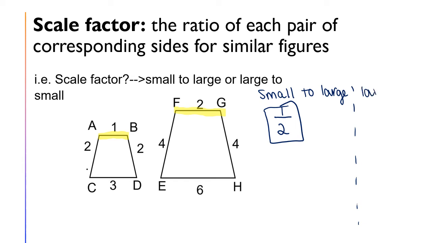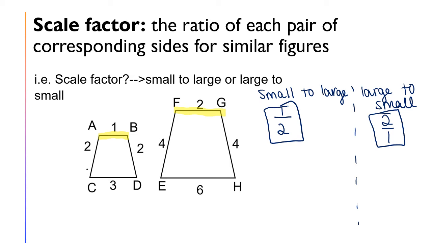You could also go the other direction. You could be asked to go from the large shape to the small shape. That would be 2 to 1. We take a side from the bigger shape, FG, divided by the corresponding side in the smaller shape. Usually you will be asked a certain direction, but if you're not, there are actually two correct answers for the scale factor. And I chose to do segment AB and segment FG, but it doesn't matter. You could pick any pair of corresponding sides. That's the whole point with scale factor. You're always going to get the same ratio no matter what.